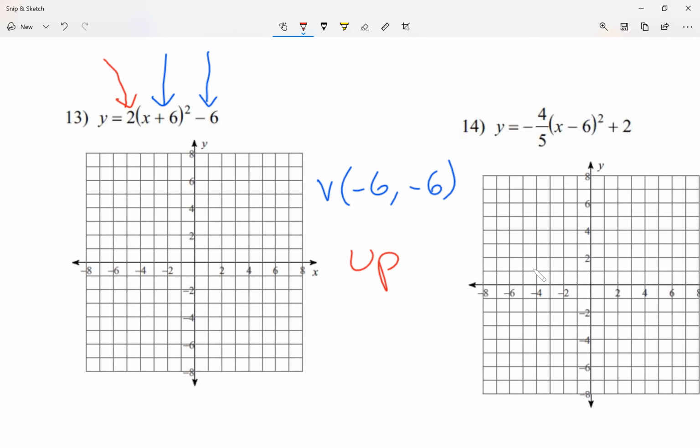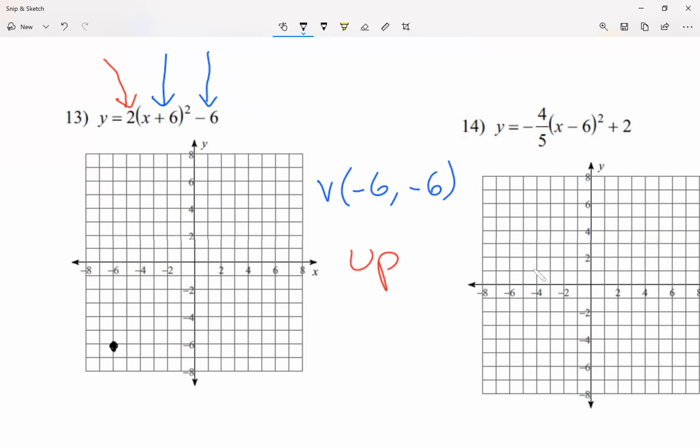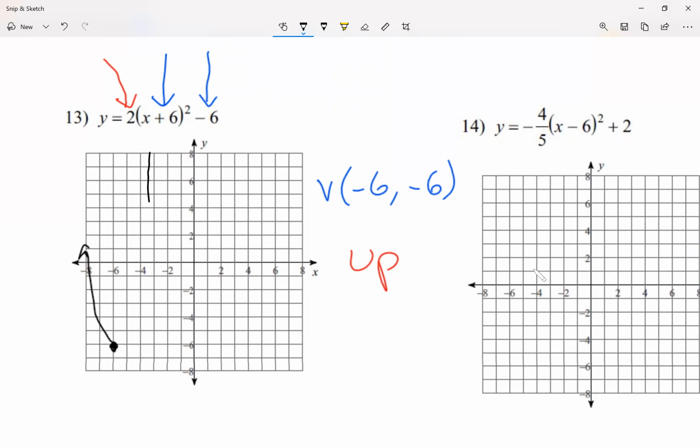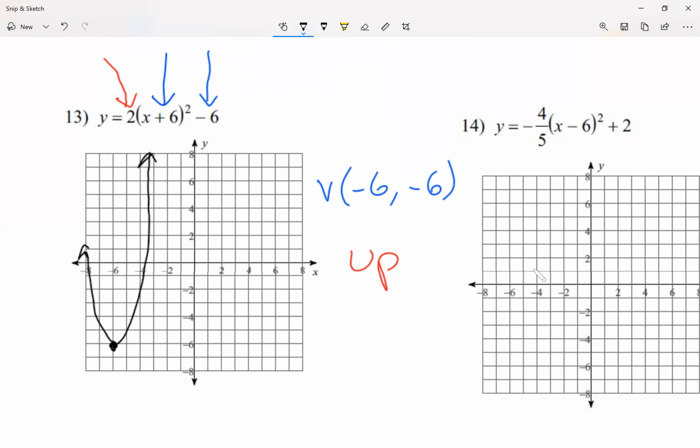Let me graph my vertex. -6, -6 is right here. And this thing is going to be opening up. So let me just go on the left side, something like this. And on the right side, let's see. Something like this. Okay, it looks like a U shape opening up.